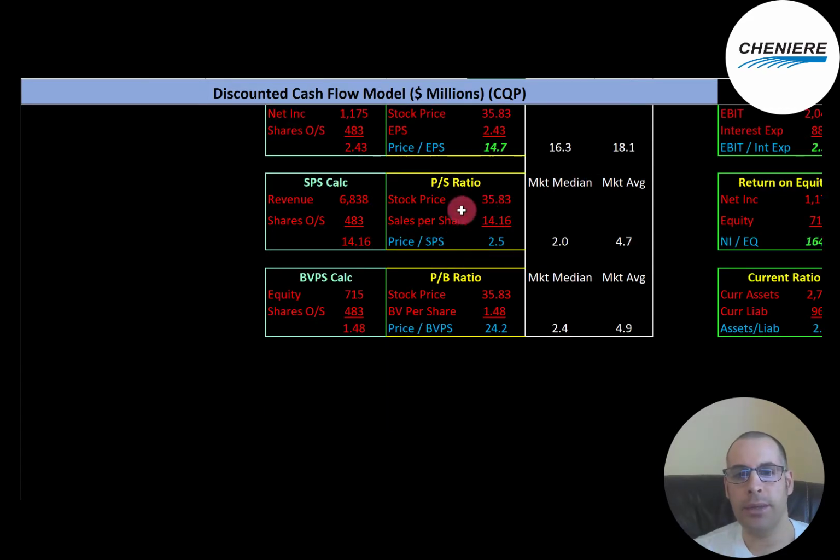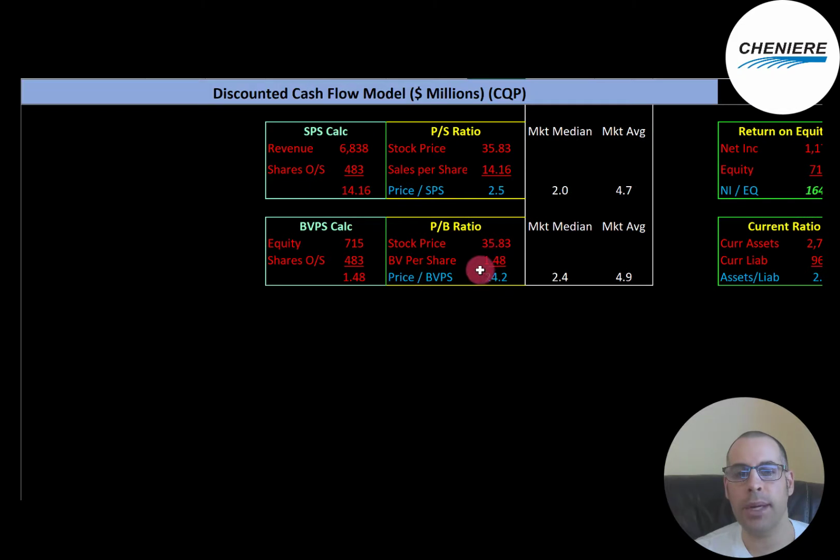A good price to sales ratio, the median is 2.0, the average is 4.7. Price to sales is stock price over sales per share. To calculate sales per share, that's revenue over shares outstanding. I like to see below 2.5, they're at 2.5. So investors are paying $2.50 for $1 of revenue.